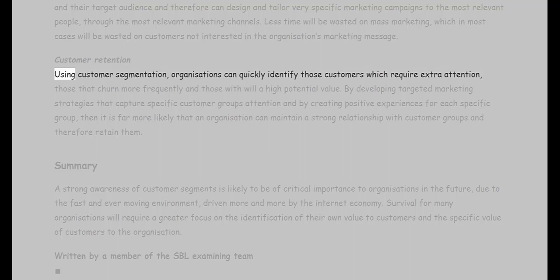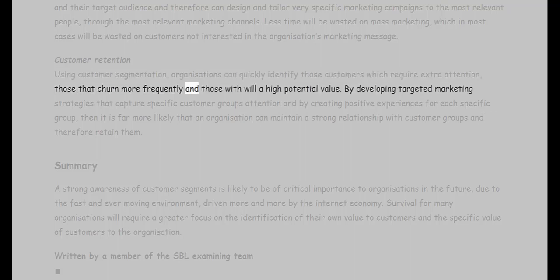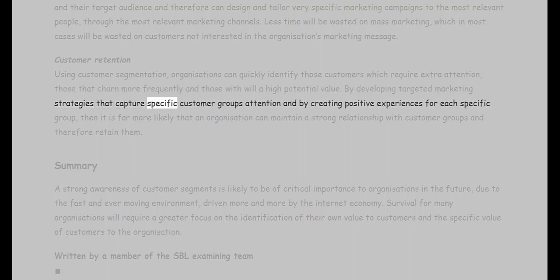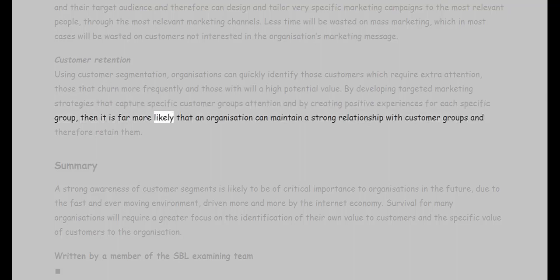Customer retention. Using customer segmentation, organizations can quickly identify those customers which require extra attention, those that churn more frequently, and those with a high potential value. By developing targeted marketing strategies that capture specific customer groups' attention and by creating positive experiences for each specific group, it is far more likely that an organization can maintain a strong relationship with customer groups and therefore retain them.